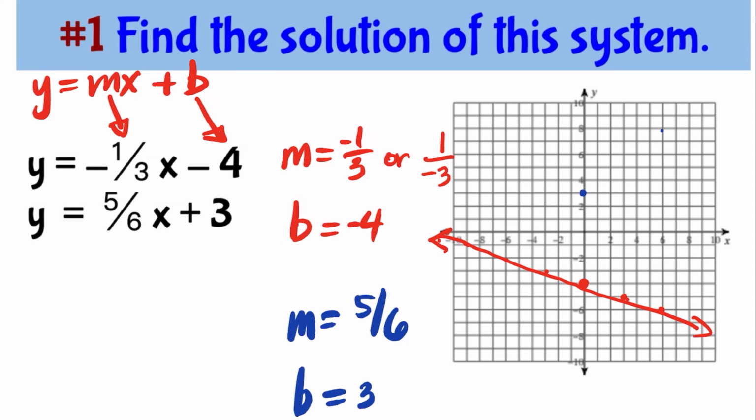Or we can also do negative 5 over negative 6, because negative 5 over negative 6 is also 5 over 6. So from the y-intercept 3, we can go 5 down and 6 to the left. So they will cross at that ordered pair, negative 6, negative 2.